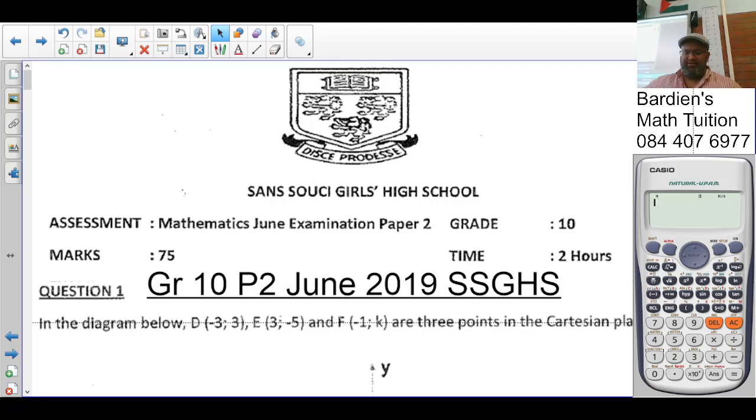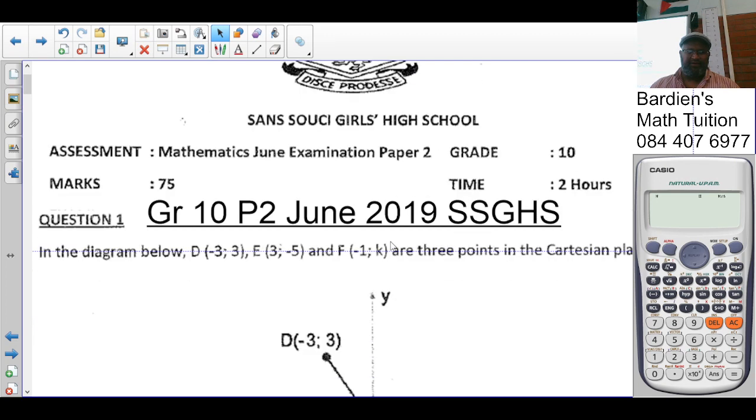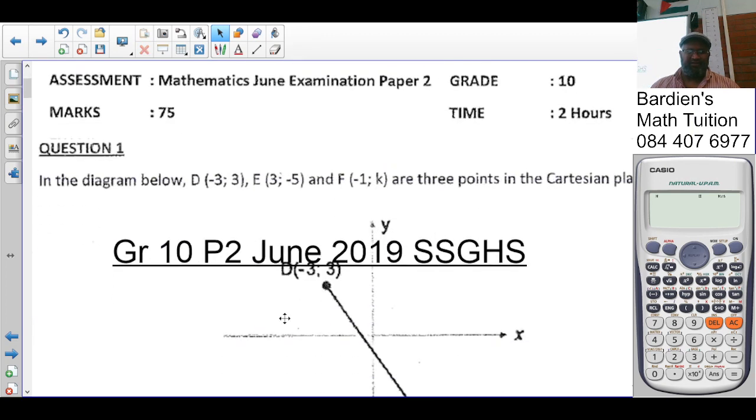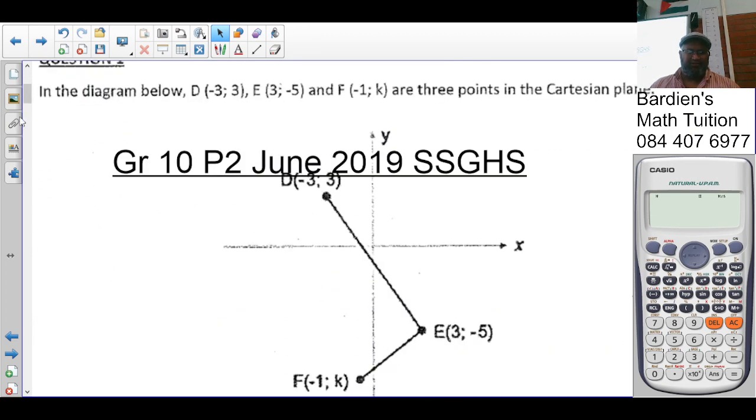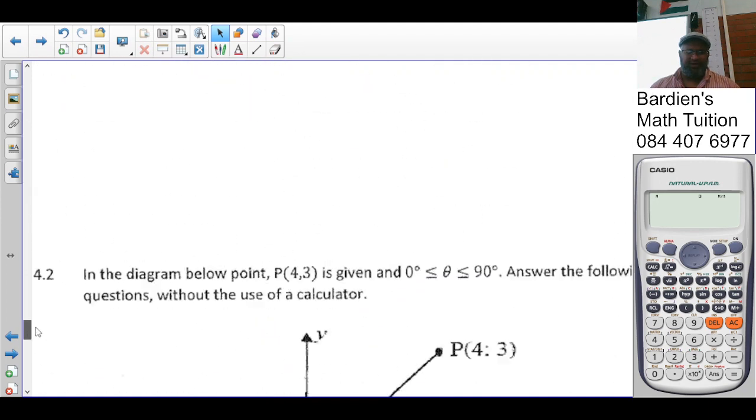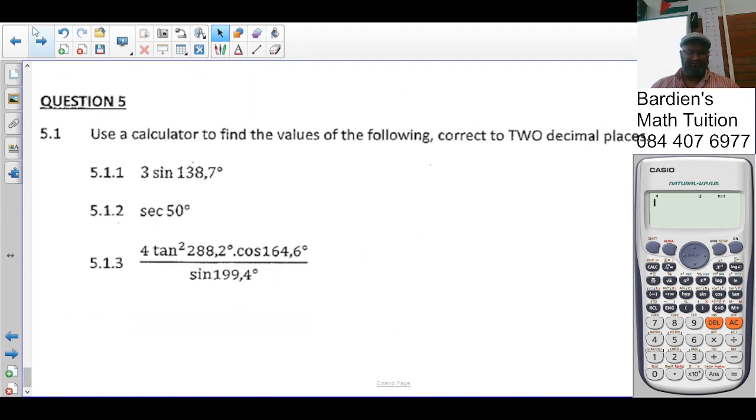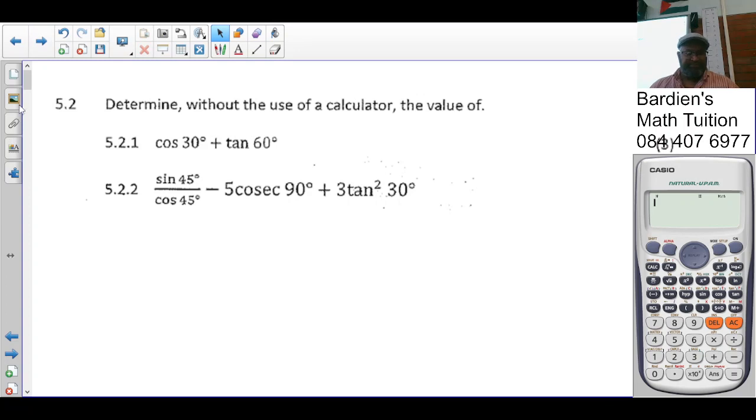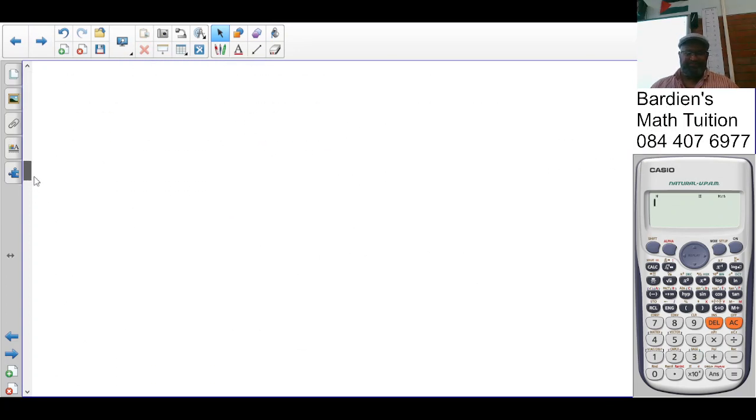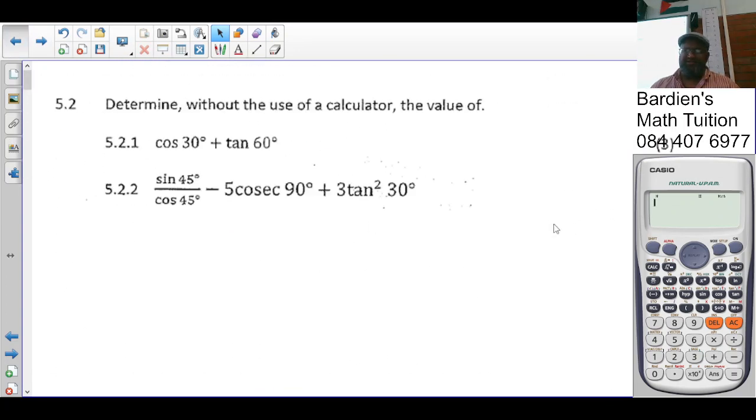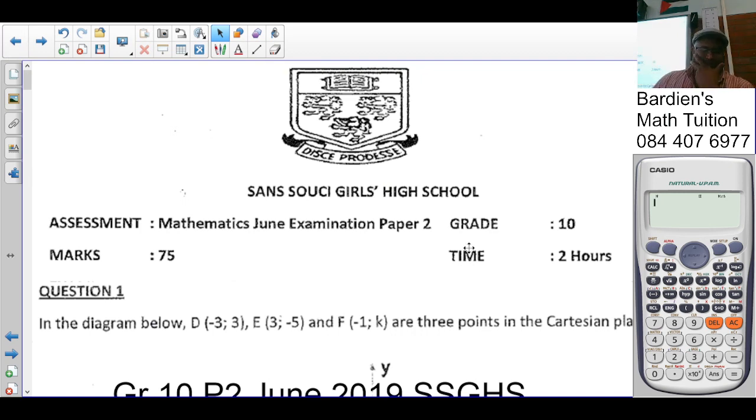Okay, good morning class. So today we're looking at grade 10, June 2019, and this is paper 2. It was 2 hours for 75 marks. That's not normally right. 2 hours is 1.5 marks. I think we changed the time on this paper.